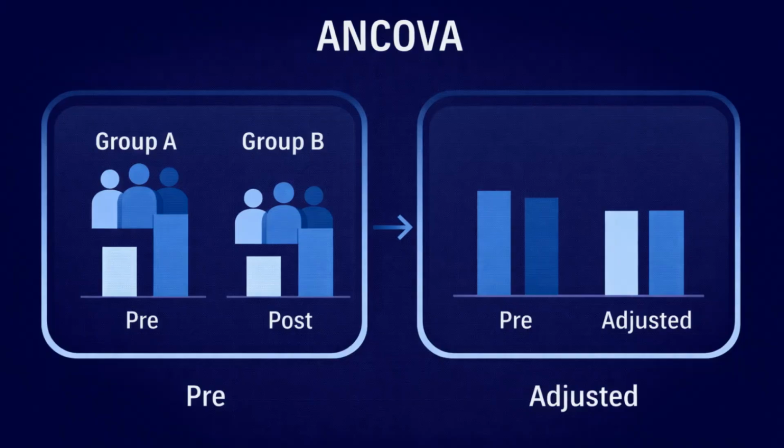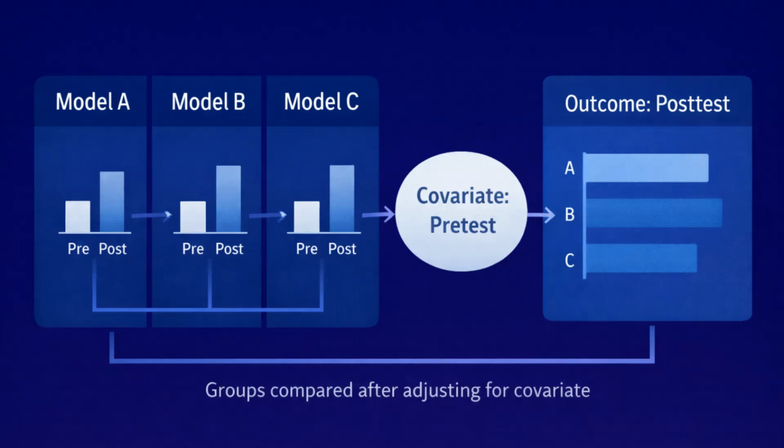Imagine two groups. Group A begins with higher pretest scores and ends with higher post-test scores. ANOVA might suggest Group A performed better. ANCOVA asks whether Group A would still end higher after adjusting for the fact that it started higher. If the difference disappears after adjustment, the apparent advantage was mostly due to baseline differences rather than the treatment or condition. For example, 3 instructional models are compared on post-test achievement.